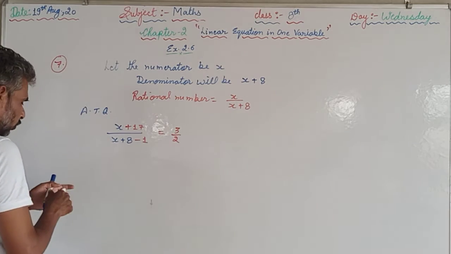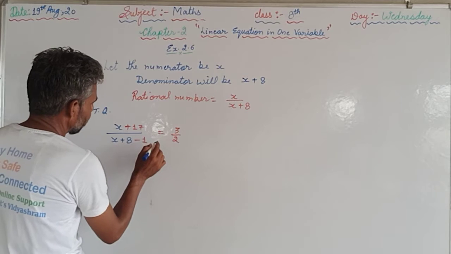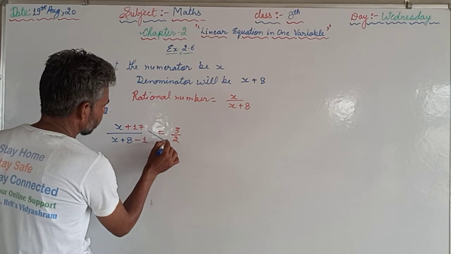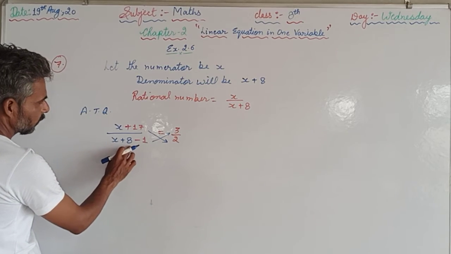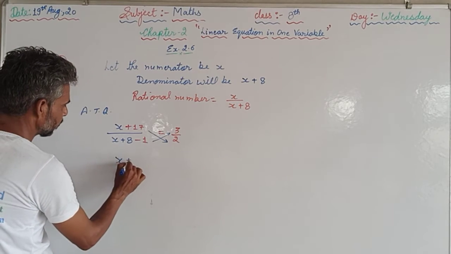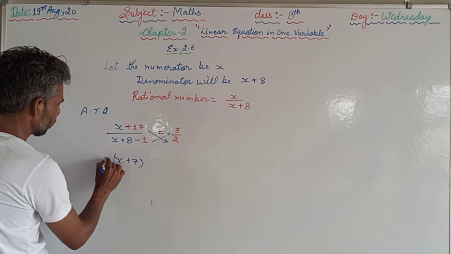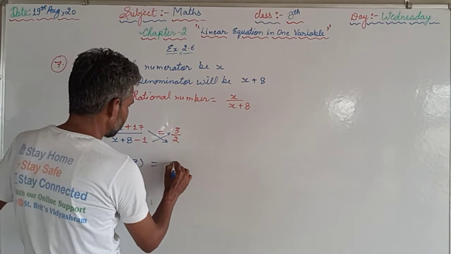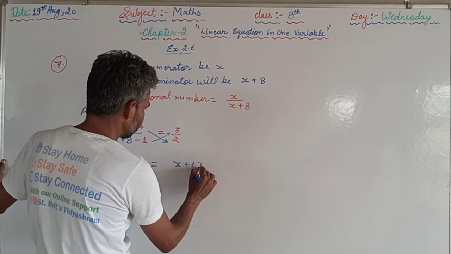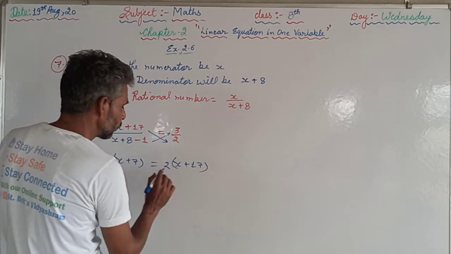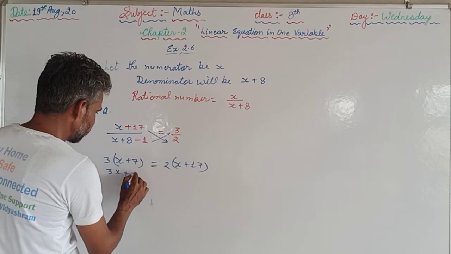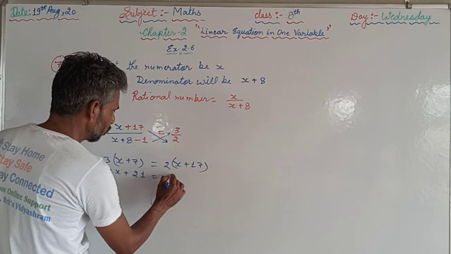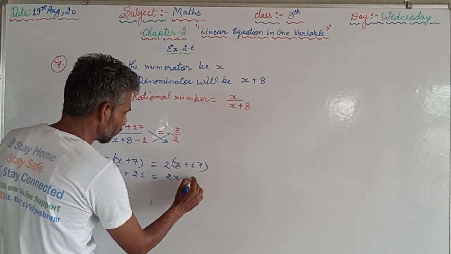Now we have to solve it out. To solve, we are supposed to multiply this by this and this by this, meaning x plus 8 minus 1, which means x plus 7, that will be multiplied by 3, equals x plus 17 multiplied by 2. 3 into x is 3x, plus 3 sevens are 21, equals 2 into x, 2x, plus 17 twos are 34.